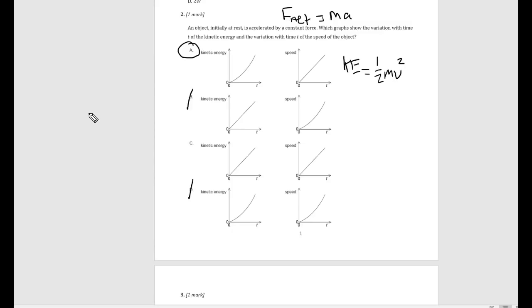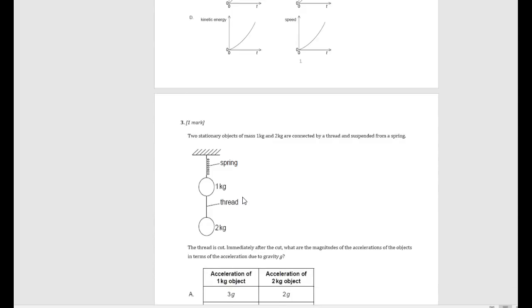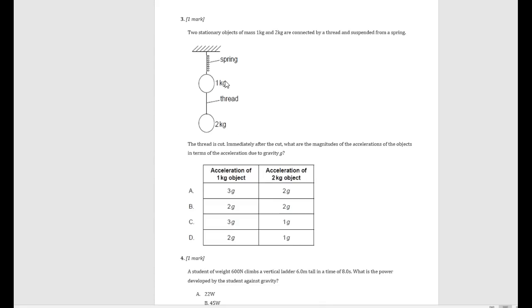Alright, question 3. It says, two stationary objects of mass 1 kilogram and 2 kilogram are connected by a thread and suspended from a spring, as shown in the picture. The thread is cut. Immediately after the cut, what are the magnitudes of the accelerations of the objects in terms of the acceleration due to gravity, g?